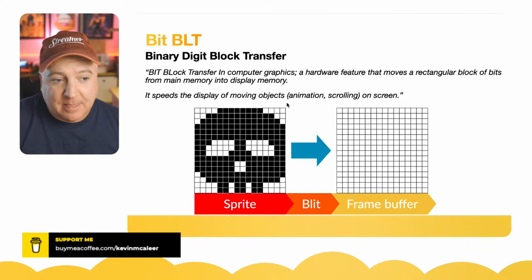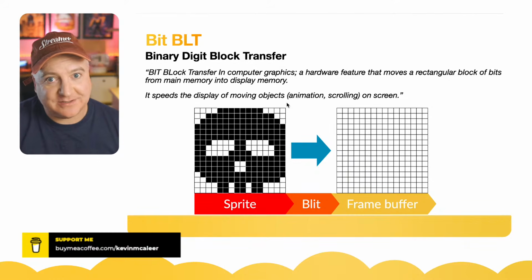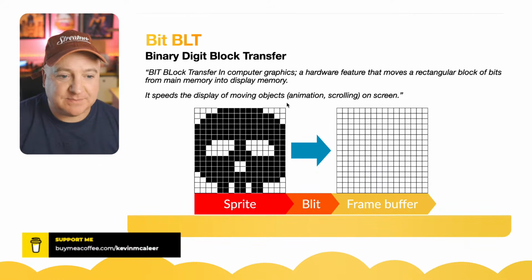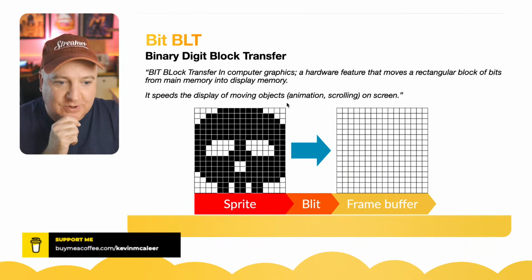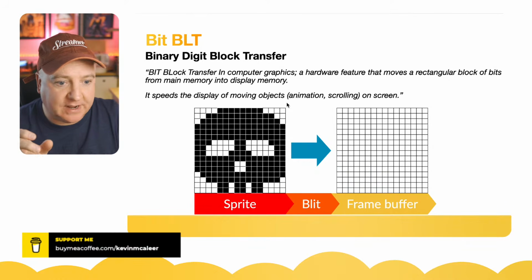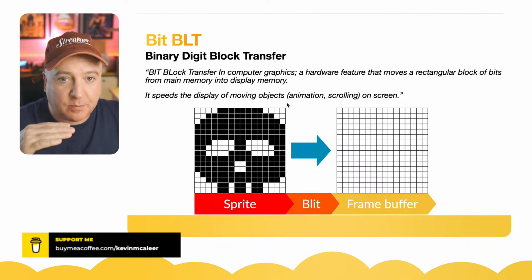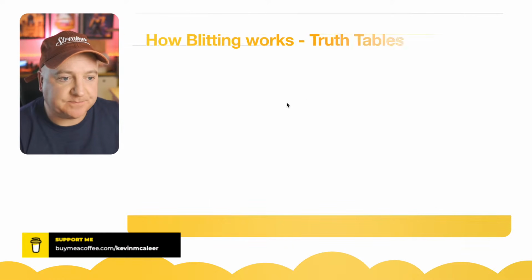And blit is actually bit block transfer. In computer graphics, it's a hardware feature that moves a rectangular block of bits from main memory to the display memory. It speeds it up enormously by doing this, rather than copying it bit by bit, like I said. On there we have a sprite, which is just a graphical element that's stored somewhere else in memory that we can move around on our frame buffer just by doing this bit blit. It'll copy 8 bits at a time, which is a very, very fast way of doing this.